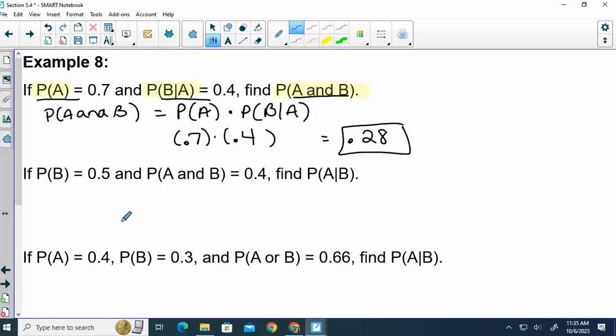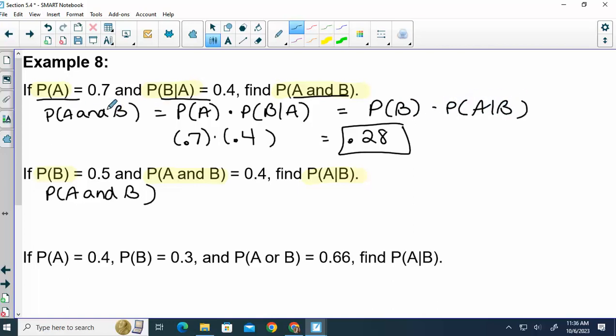So the next one, we have probability of B, probability of A and B. I want the probability of A given B. So what formula? We could do the same thing. There's a couple options, but couldn't I do the same one? So this is the probability of A and B. Now the way I wrote it last time, it had probability of A times probability of B given A. But that is the same as if I did the probability of B times the probability of A given B, right? Just if I flipped the A and B here.